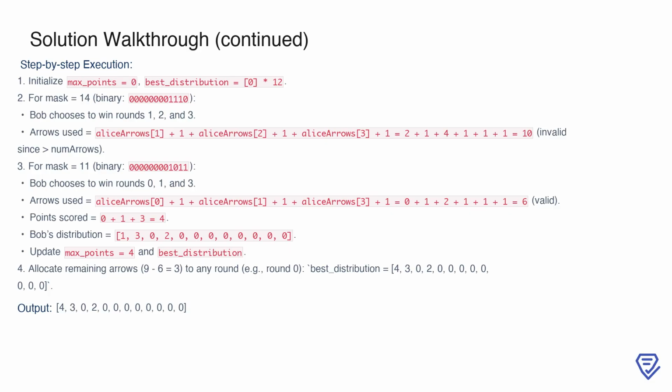We update max_points to 4 and save this as the best distribution. After evaluating all masks, Bob has 3 remaining arrows, which can be allocated to any round, such as round 0, resulting in a final distribution of 4, 3, 0, 2, 0, 0, 0, 0, 0, 0, 0, 0. The output for this example is 4, 3, 0, 2, 0, 0, 0, 0, 0, 0, 0, 0.